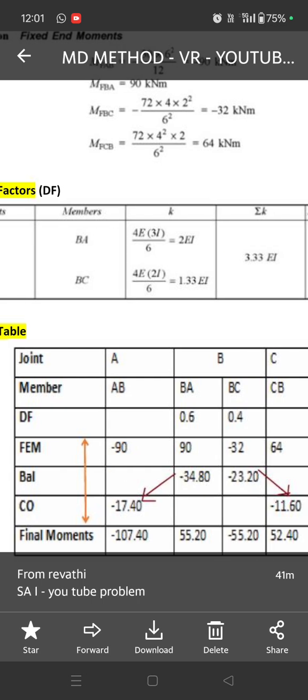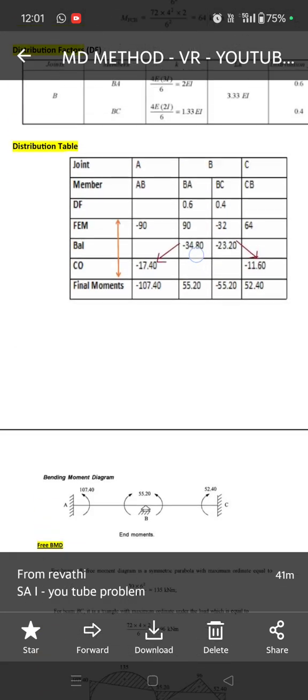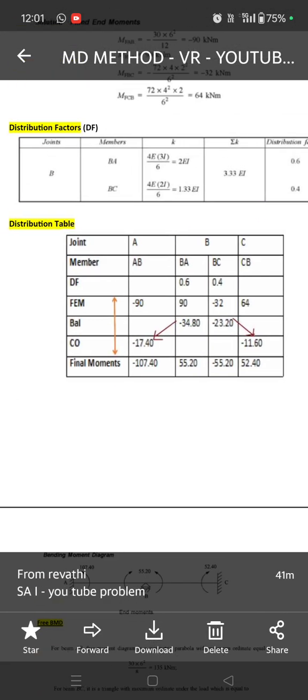Next, the algebraic sum of these two values is calculated, whose value is 3.33EI. After that, the distribution factor can be calculated using the relation K divided by the algebraic sum of K. For member BA it is 0.6 and for BC 0.4. So here there is a known fact: the sum of the distribution factors should come to 1 for a particular joint. So here we got 1, therefore our calculation is correct.